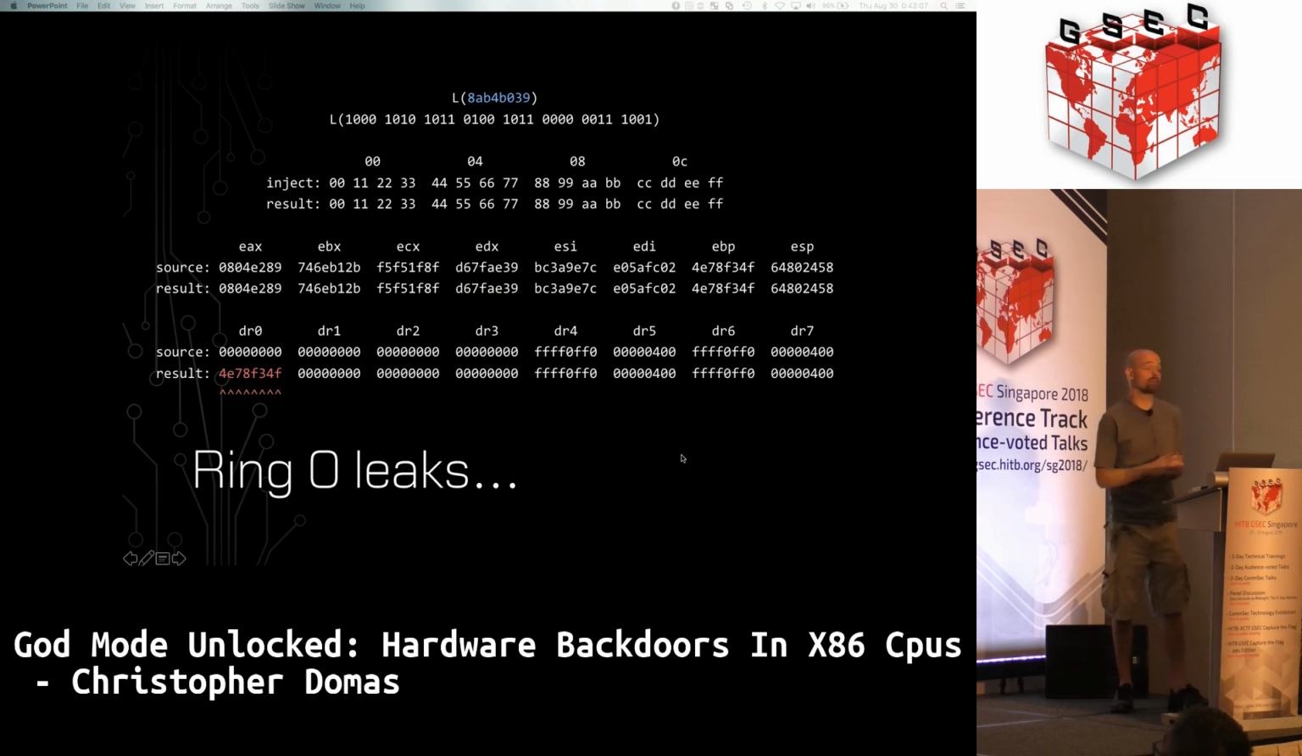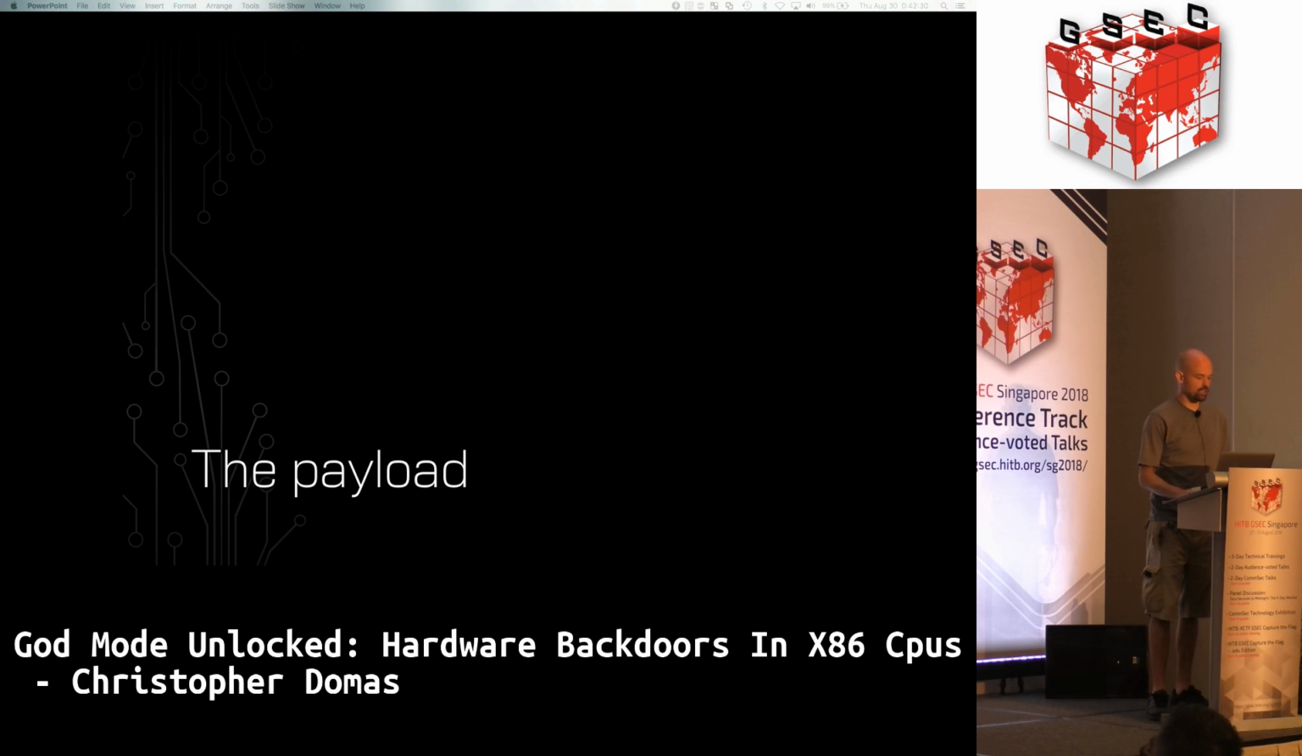So then the question is, well, am I only limited to reading ring 0 data? And it turns out not. If we keep going through the logs, we'll see this other instruction, 8AB4, is actually able to copy the EBP register into debug register 0. Debug register 0 is normally only writable to ring 0. So I'm actually able to write ring 0 only data using this deeply embedded core.